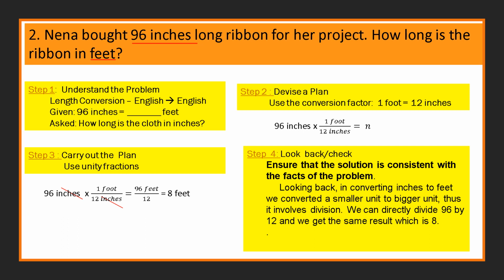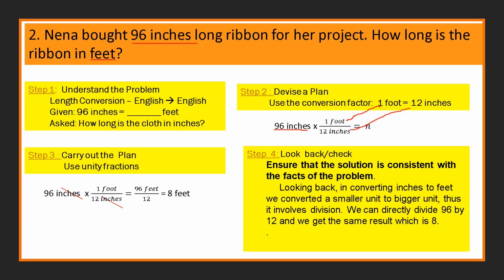So use the conversion factor. 1 foot is equivalent to 12 inches. So we have here 96 inches times the conversion factor, 1 foot is equal to 12 inches. Our numerator here is in inches, so we have to put inches in the denominator. So we have 12 inches in the denominator and 1 foot in the numerator, so that we can easily cancel this unit, inches, and what remains is feet, equal to n.